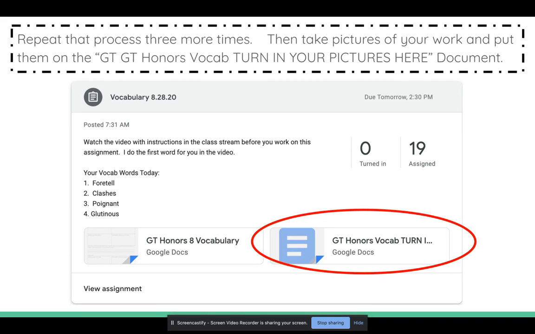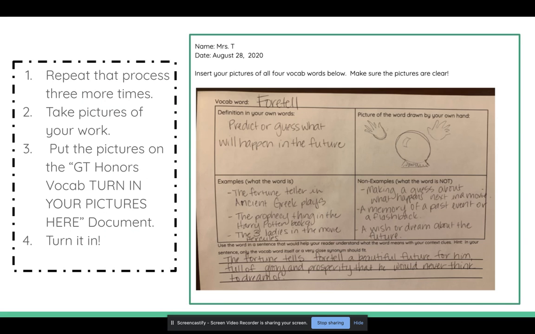After you're done with that step, you would repeat the process 3 more times for all 4 of your vocabulary words. Then I want you to take pictures of your work and put them on the GT Honors Vocab Turn in Your Pictures Here document. That's the second document in your vocabulary assignment. When you open it, you'll see that it's just your name and a date and then a blank page. What I want it to look like is to have your name, the date that you're turning in this vocabulary, and then you would insert your pictures for all 4 vocabs below, and try to make sure that your pictures are clear so that I can see them.